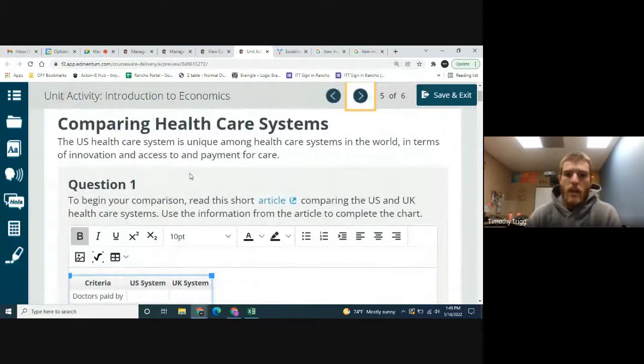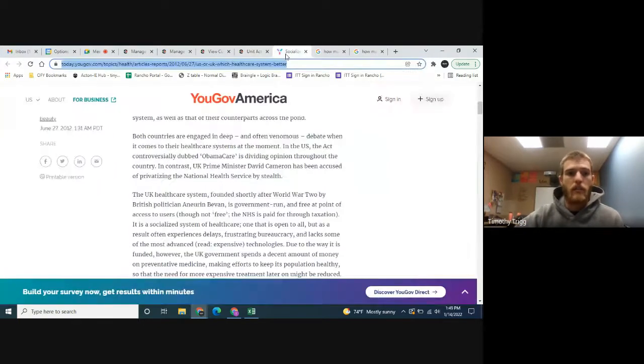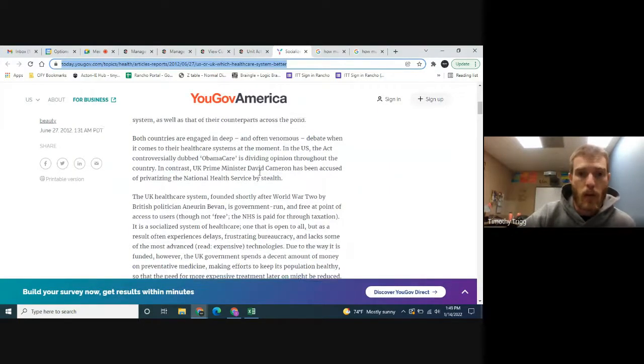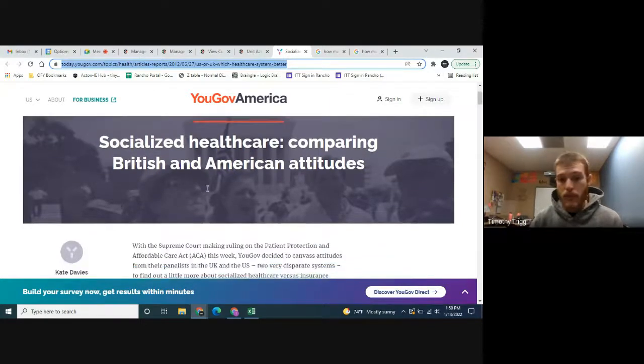The U.S. healthcare system is unique among healthcare systems in the world in terms of innovation and access to and payment for care. To begin your comparison, read this short article comparing the US and UK healthcare systems, using information from the article to complete the chart. You can click on this link and that'll take you to this article, YouGov America. It basically talks about socialized healthcare, comparing British and American attitudes. So open up that link. You're going to need to reference it in a couple situations in this activity.